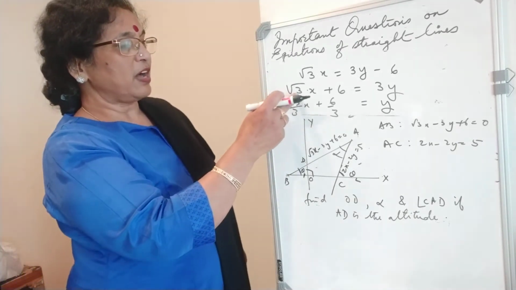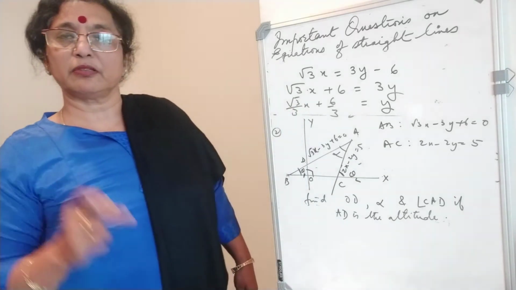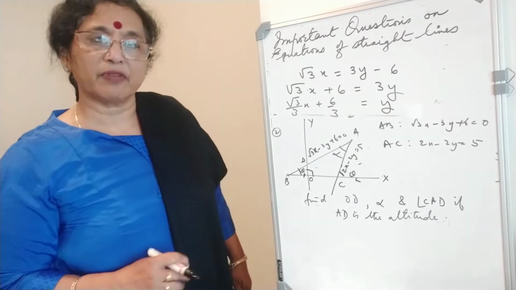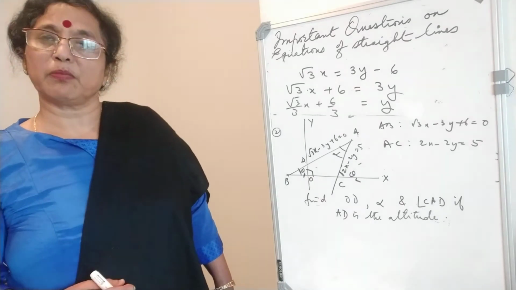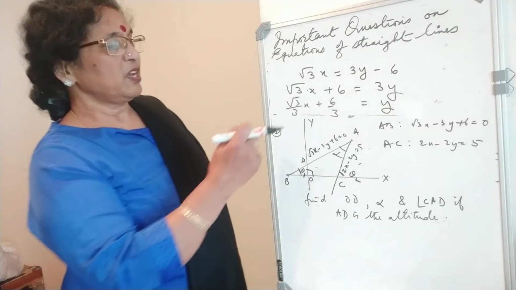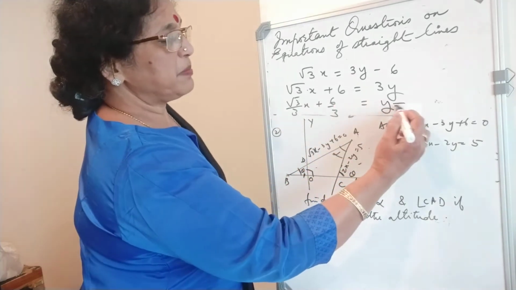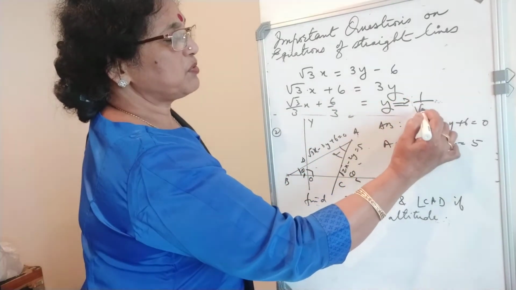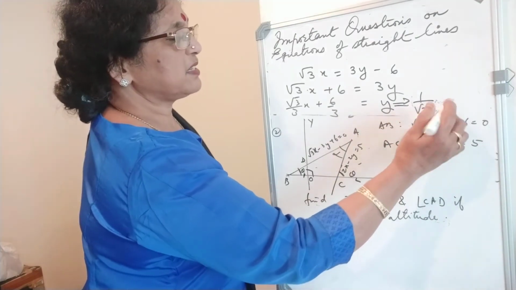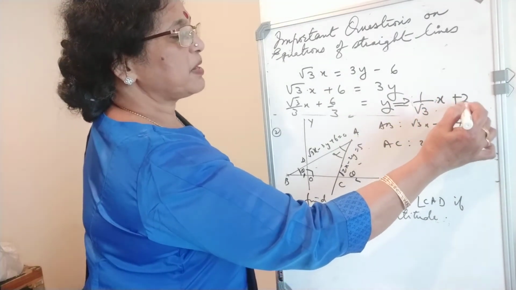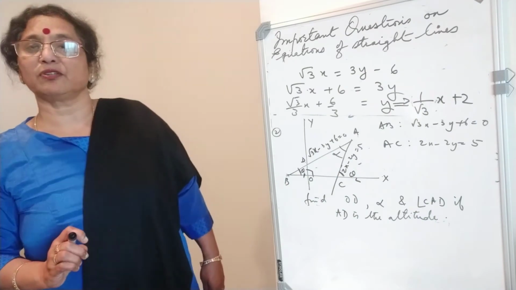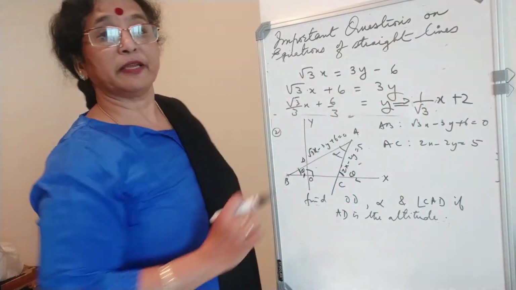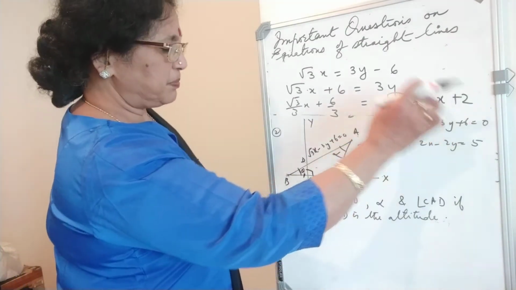3 to the power of half divided by 3 to the power 1 is 3 to the power of half minus 1, which is minus half. And 3 to the power minus half is 1 by root 3. Okay? So this equation thereby becomes y equals 1 by root 3 x plus 2. Now see, y subject formula: so slope of this line is 1 by root 3 and y-intercept is 2.